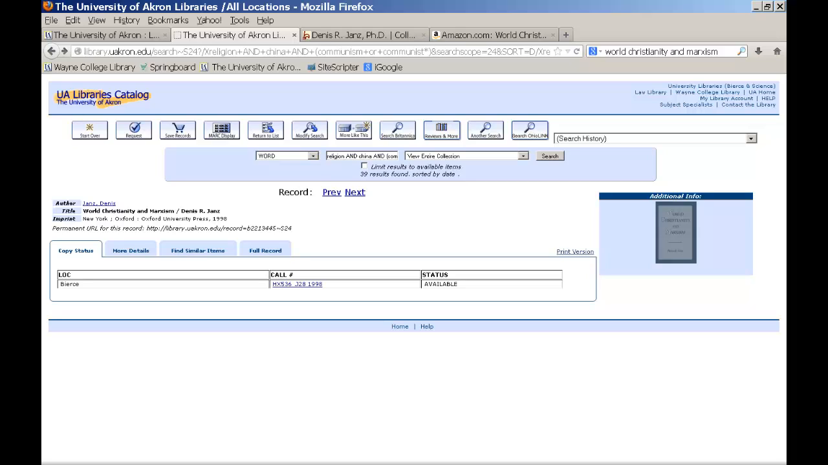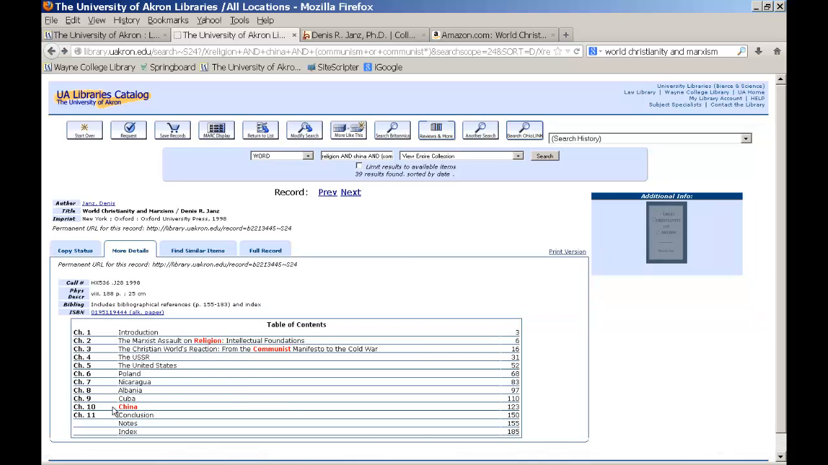Now when we are discussing coverage, the first question we want to ask is: is this information relevant to my topic? We could look at the title to get a hint, but the title could be misleading. We aren't sure what kind of treatment world Christianity and Marxism is given in this book. So the next thing we would like to do is to see if a table of contents is listed. So let's go under more details.